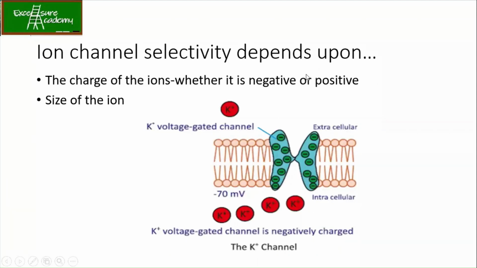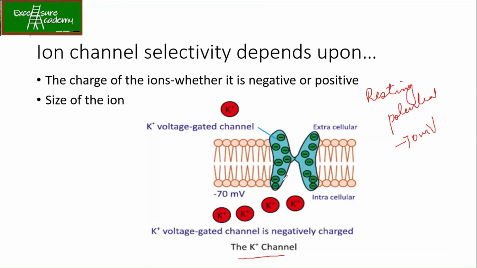Now, ion channel selectivity depends upon the charge of the ions, whether it is negative or positive, and the size of the ion. So for example, let us say that this is K plus. And if you remember, the resting potential of the membrane is minus 70 millivolt. Right, now let's talk about the K plus channel. So here, if you see, this is the K plus channel. So what do we see here? Okay, so suppose this is your K plus ion channel.